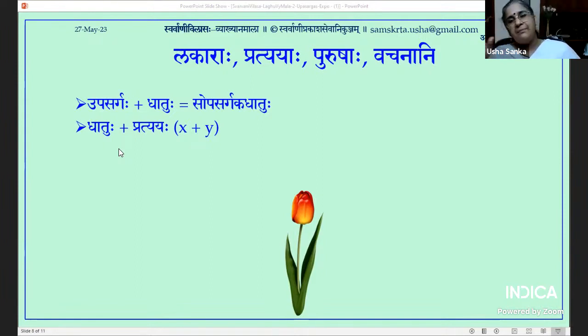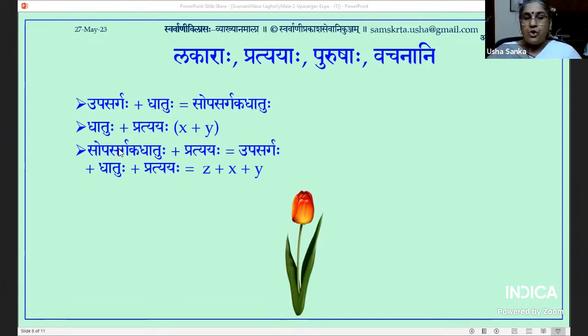This dhatu and pratyaya concept we take as X plus Y. There is a prakriti and a pratyaya. To be precise, in this case it is dhatu and purusha pratyaya. The purusha pratyaya is added to the dhatu. What is purusha pratyaya? We all know it's ti, taha, anti, etc. So when dhatu plus pratyaya is X plus Y, what will be sopasarga ka dhatu plus pratyaya? The upasarga ka dhatu contains the upasarga plus dhatu complex. So upasarga plus dhatu plus pratyaya.